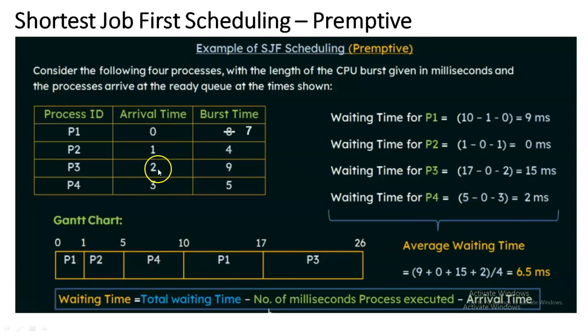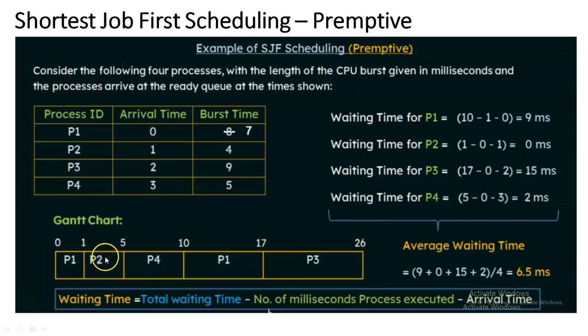So at unit time 2, P3 is arriving. Now this 4 will be updated as 3, because from 1 to 2, P2 has been served for 1 unit of time. Now as at unit time 2, P3 has arrived, the burst times of P2 and P3 will be compared. The burst time of P2 is 3, and 3 will be compared to 9. Comparing, it is clear that P2 is the smaller job. So P2 will be continued by the CPU, from unit time 2 to unit time 3.